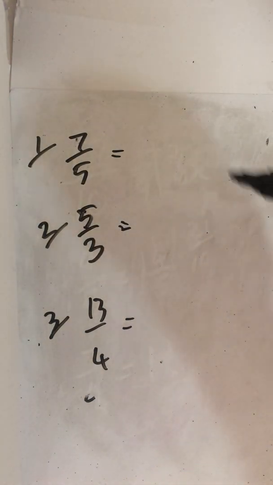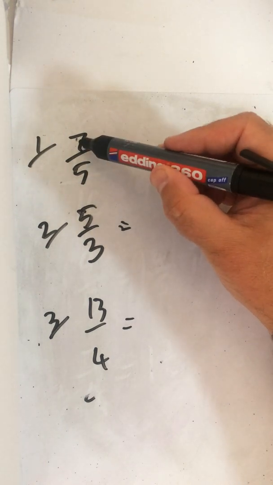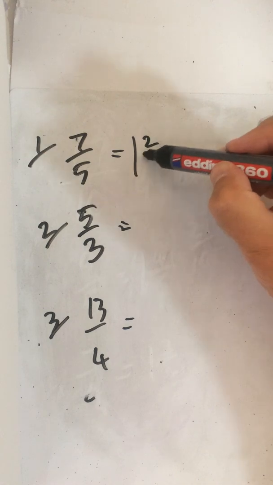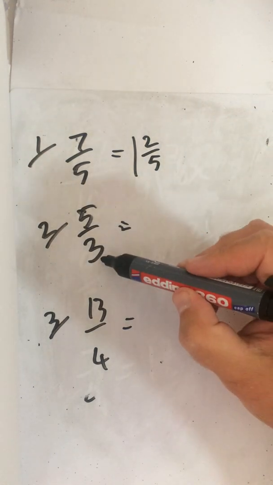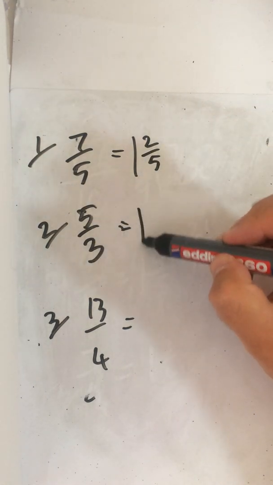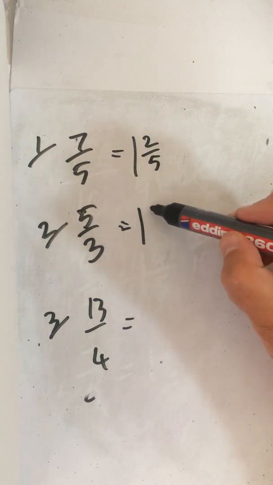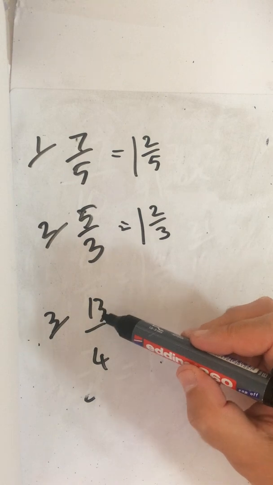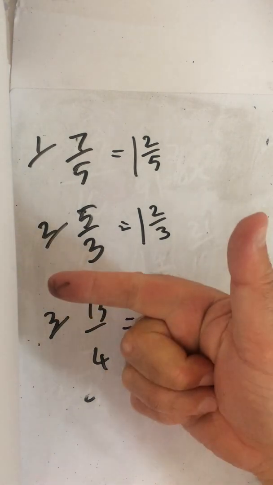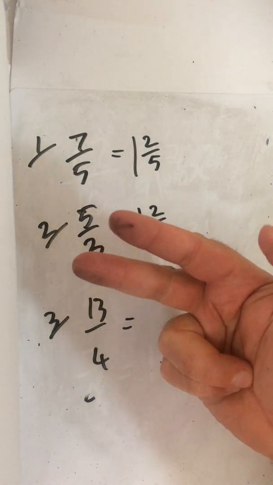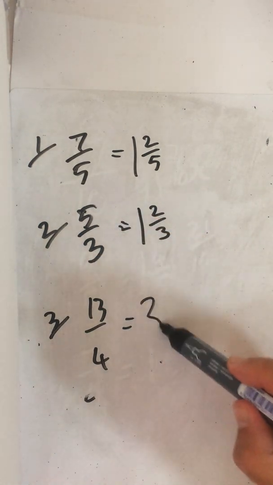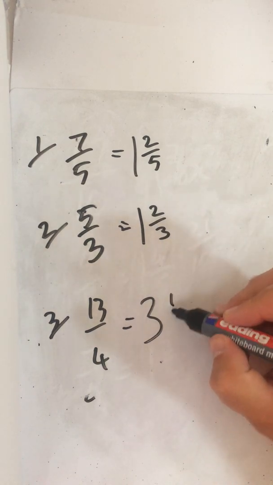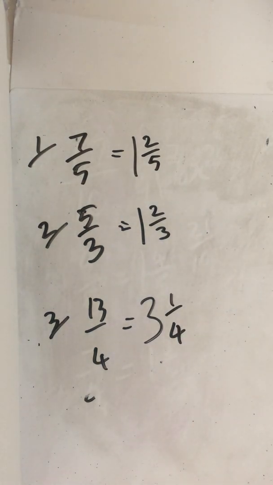Right, let's have a look. Okay. How many 5s into 7? 1. 1 five is 5, and then it's remainder 2. Okay. How many 3s go into 5? It goes in once, because 1 three is 3, and the remainder is 2. How many 4s in 13? 4, 8, 12. So that's 3. Okay, and then I've got up to 12. So the remainder is 1, 3 and a quarter.